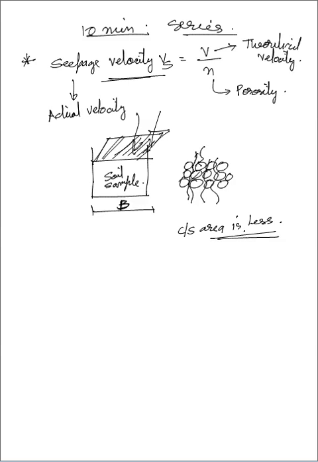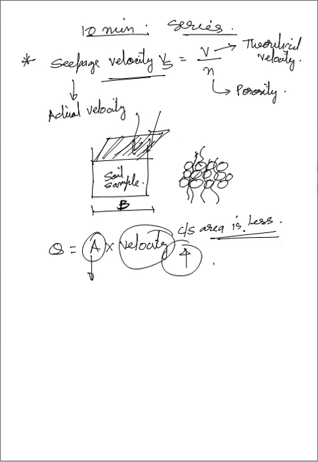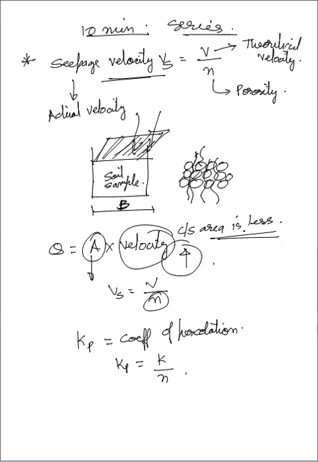So what will happen? We know that discharge Q is equal to area into velocity. So if area is less, then velocity will be more. So the actual velocity is more. So seepage velocity, which is the actual velocity, is Vs is equal to V by N, where N is your porosity. In the same way, Kp is the coefficient of percolation, so Kp is equal to K by N. Remember this.